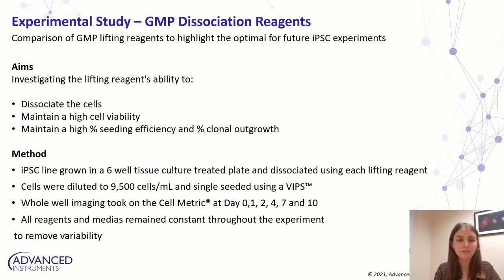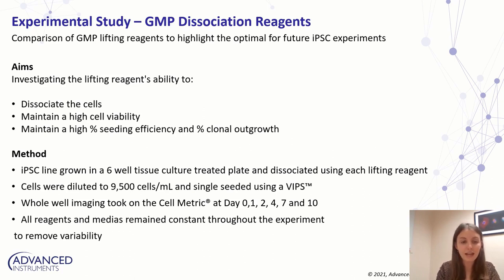So the main aims for this study were to evaluate the reagent's ability to firstly dissociate the cells, secondly to monitor if they affect the cell viability, and finally, and probably most importantly, to monitor whether they affect the percentage seeding efficiency and therefore the percentage clonal outgrowth.